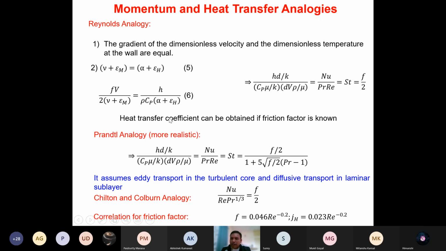In all these analogies, F by 2 can also be represented in the form of the JH factor. So F by 2 or F can be represented in terms of the Reynolds number. Also, F by 2 can be represented as the JH factor. That's why this entire equation is divided by 2. That is given as 0.023 Reynolds number to the power minus 0.2. Up to this we have seen in the last class.